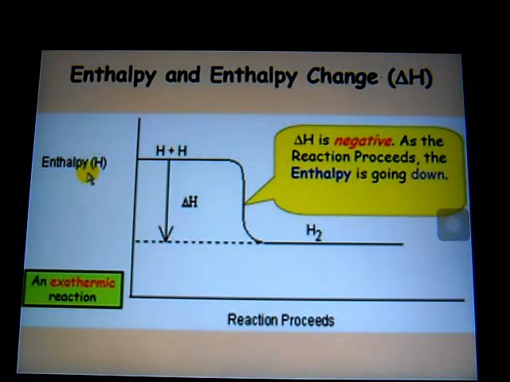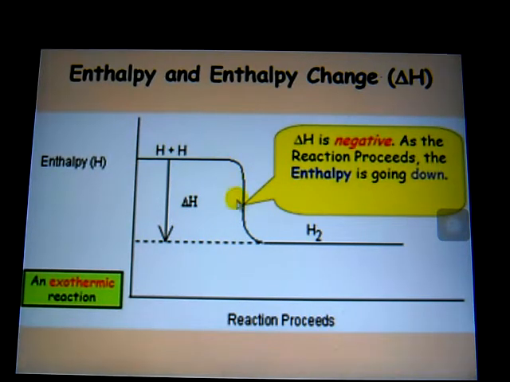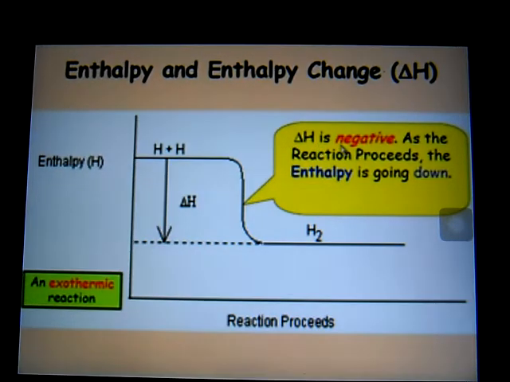Here's a graph of enthalpy versus the progress of the reaction. This is the beginning of the reaction where you have the reactants, and this is the end of the reaction where you have the products. For this exothermic reaction, as the reaction proceeds, you notice that the enthalpy goes down. So we say that delta H is negative.